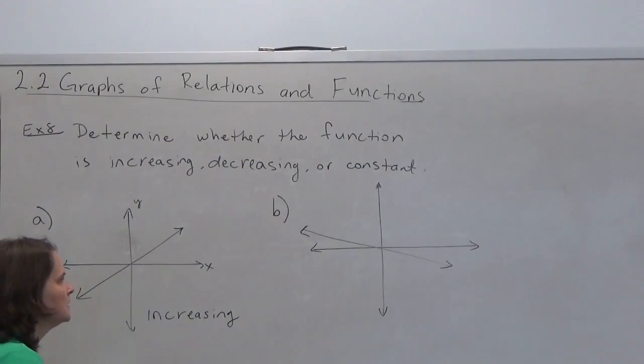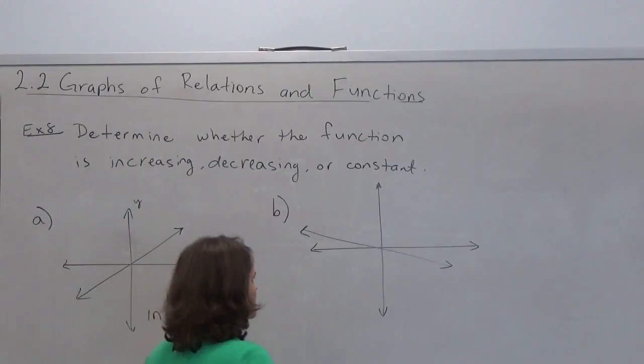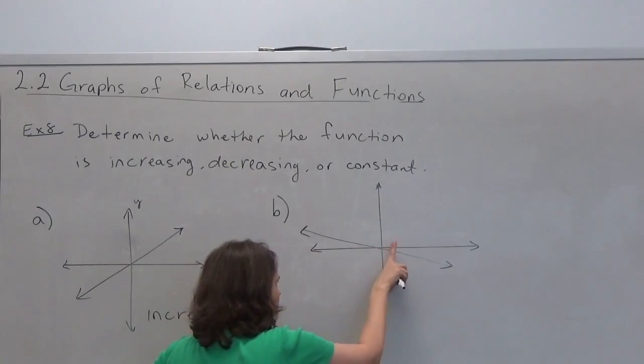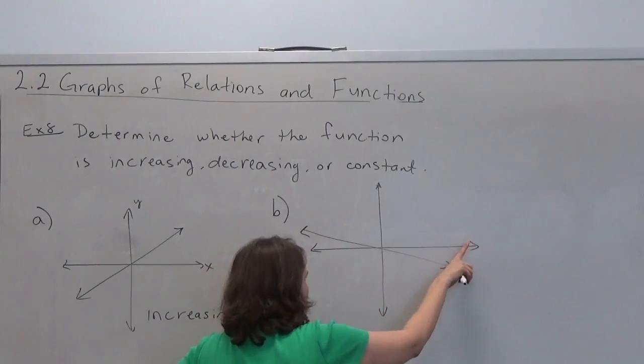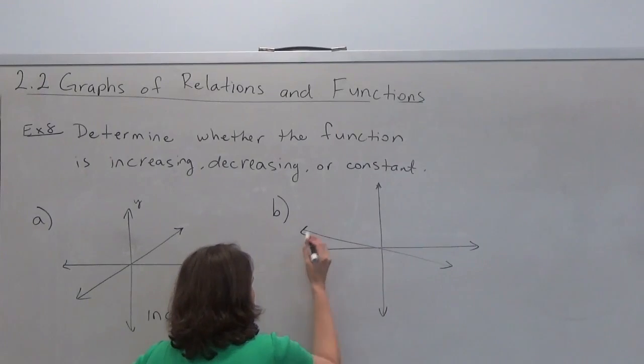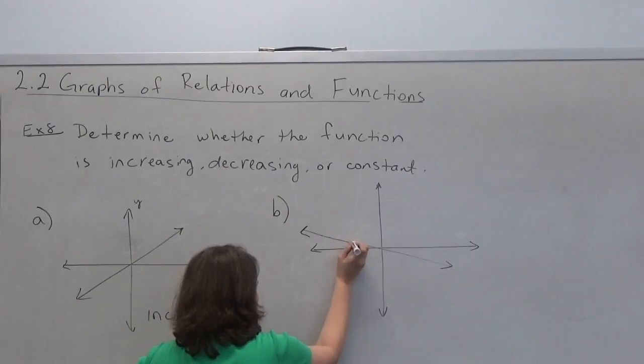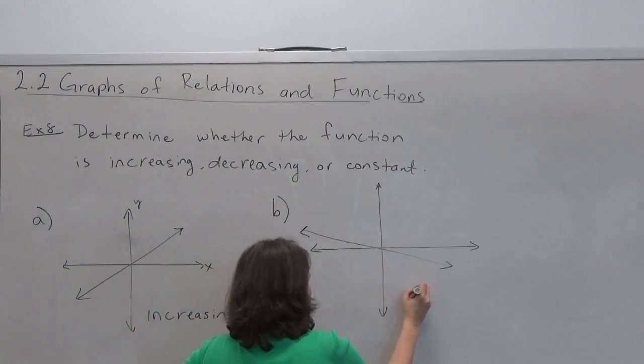In part B, as your x values increase, as you go from the left to the right along the domain, what's happening with the y values? So if I come back here, as I move from the left to the right, going along this graph, I'm going downhill, so this one's decreasing.